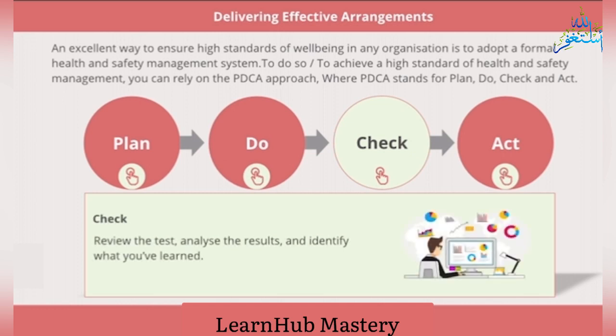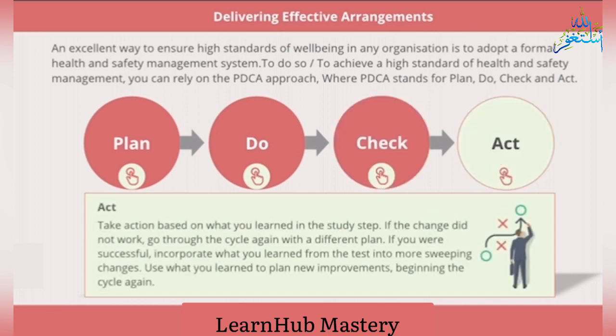Check. Review the test, analyze the results, and identify what you've learned. Act. Take action based on what you learned in the study step. If the change did not work, go through the cycle again with a different plan. If you were successful, incorporate what you learned from the test into more sweeping changes. Use what you learned to plan new improvements, beginning the cycle again.